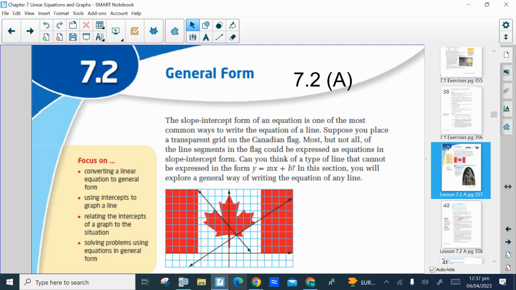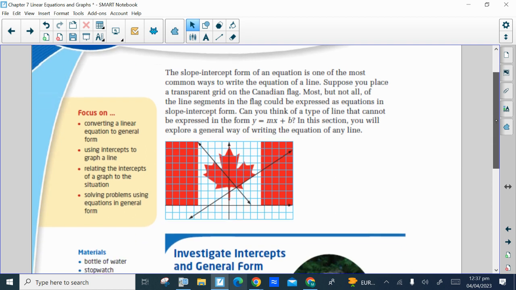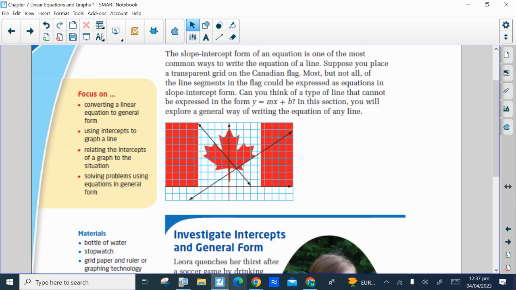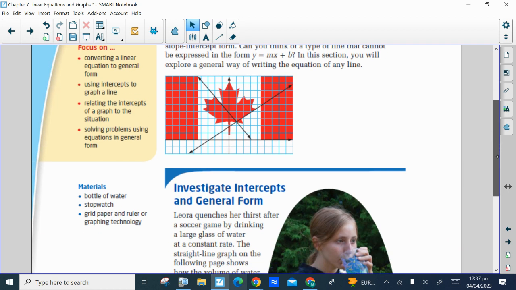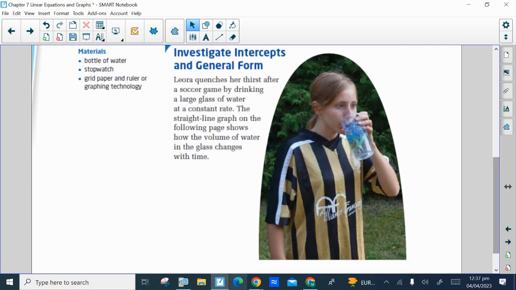And today we're going to look at converting a linear equation to general form. We'll start talking about the intercepts of a graph and how we can use those to graph a line. We'll relate the intercepts of a graph to a situation and then look at some problems as well.